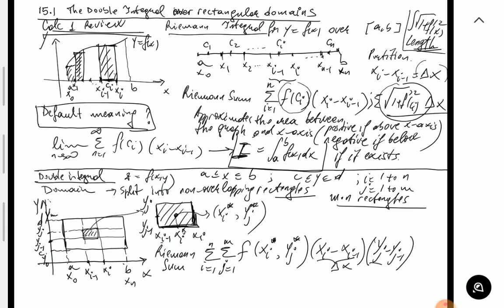Or you could use the shortcut delta x delta y to indicate that distance in the partition. Just like in calculus 1, as m and n go to infinity, if this double summation converges to a limit, we're going to call that limit the double integral of the function f of x, y. The formal notation is going to be, using two integral symbols, f of x, y dA.